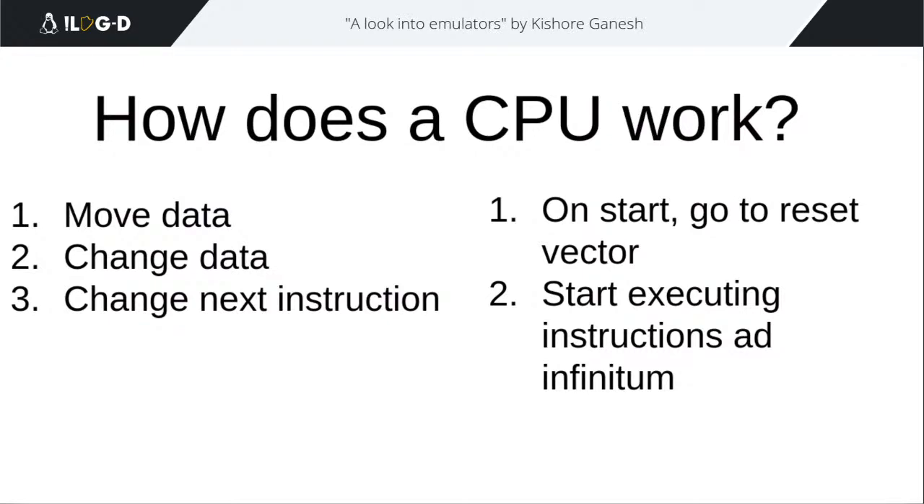It may move data from one place to the other. It may change the data. It may add, it may subtract, it may do XOR or anything else, right? And the third one is that it may change the next instruction. For example, we have the go-to instruction, the loop instruction. The CPU may change from where it is executing instructions from.